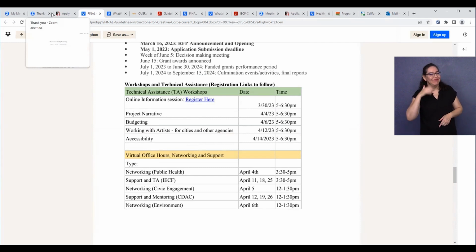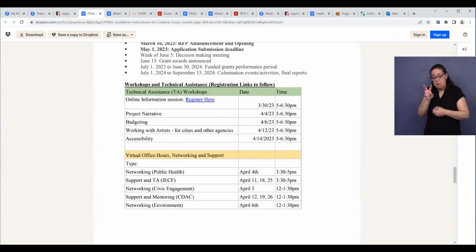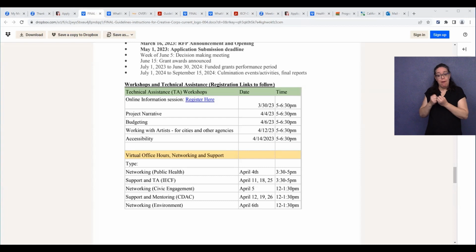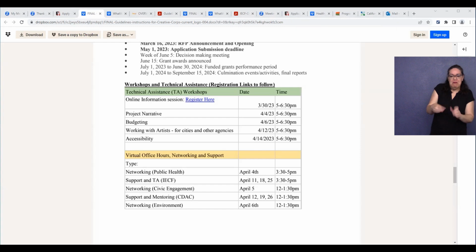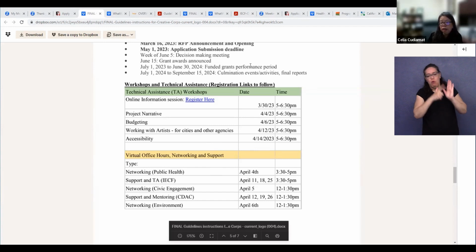Yes, I was looking at this list of dates for workshops and virtual office hours, networking and support. There are a lot of days, and some are on the same day as others. Are these workshops and sessions a requirement of this grant? No, these are all opportunities for you to answer any questions you might have about the application process. The project narrative, budgeting, working with artists, accessibility, these are all informational as needed. None of these are required. It's for your own education if you want.